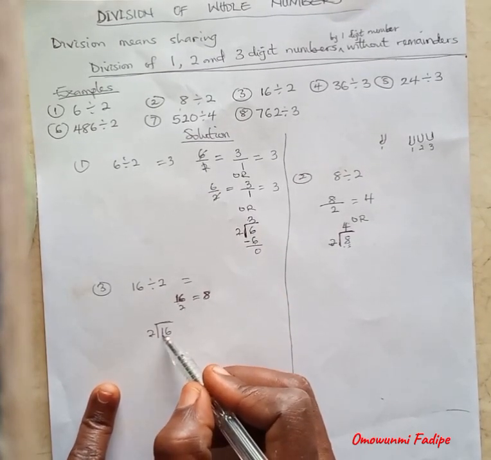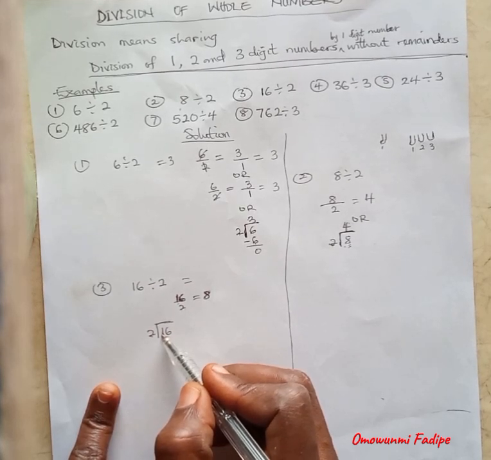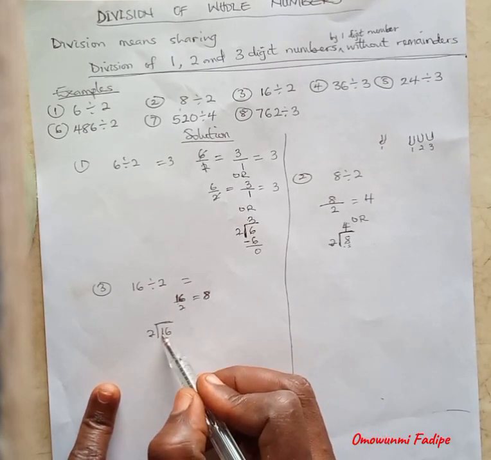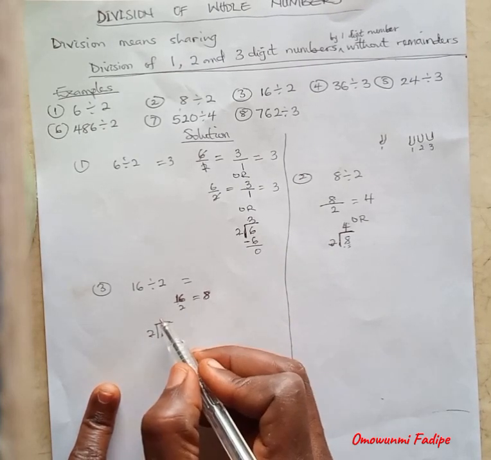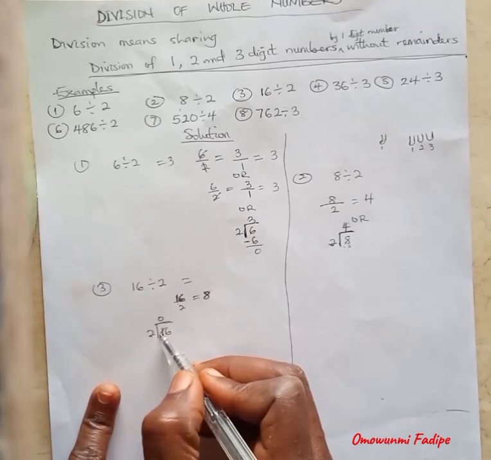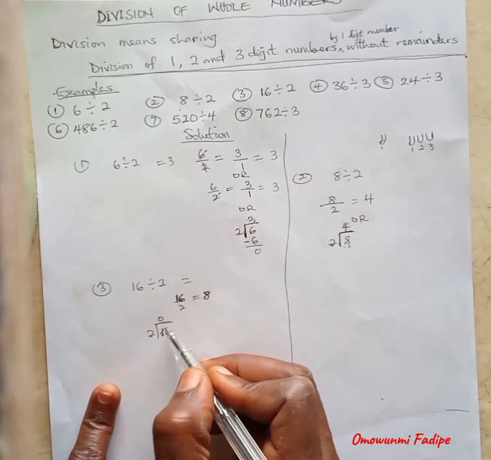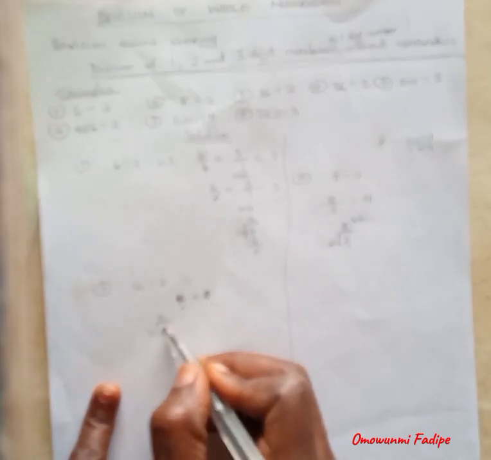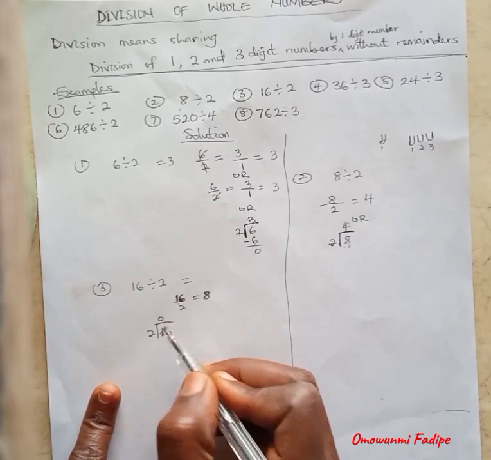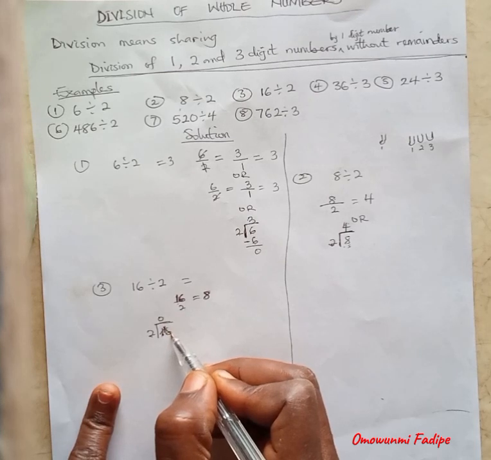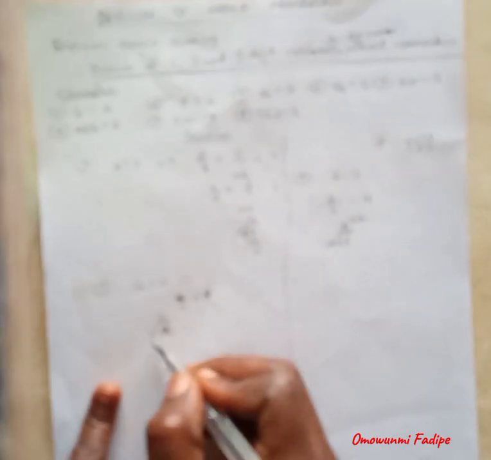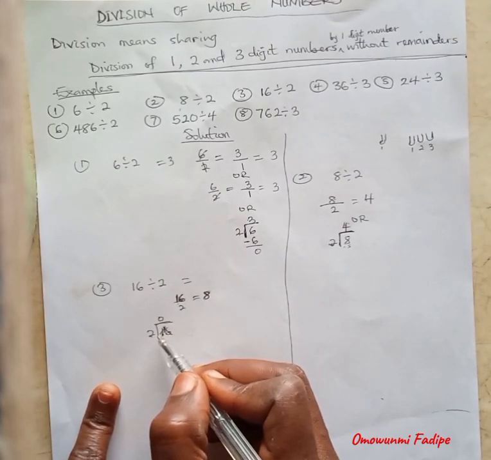So 2 in 1. If I have 1, can I see 2 inside 1? It is not possible because 1 is smaller than 2. So I will say my answer is 0 here. That means my 1 is still there. I will now put it here. This one will now become 16. 2 in 16. This is where you now recite your multiplication table.